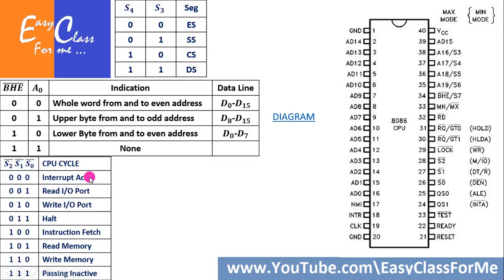But by now intuitively it is clear that when the code is 010, we are writing to an input output port. We are not dealing with memory. So these are the meanings of these pins, and these are to be remembered by you. So S0, S1, S2 are seen.